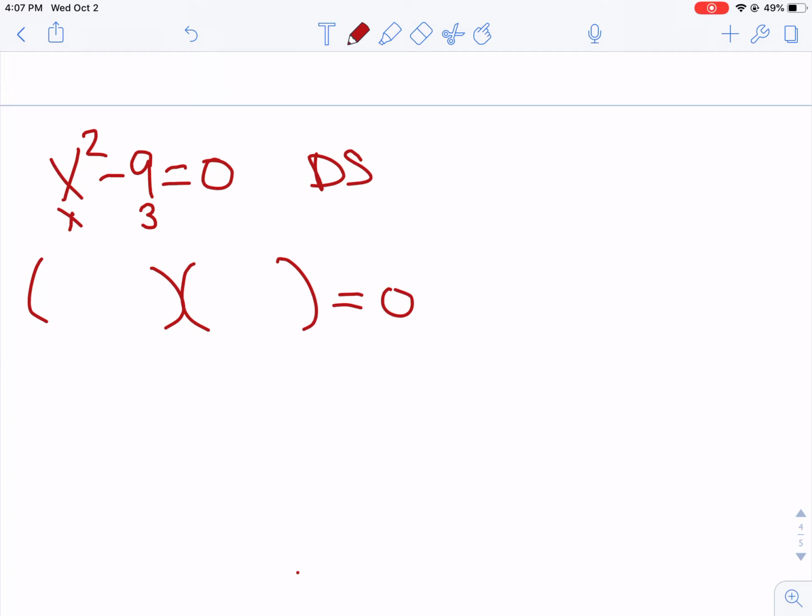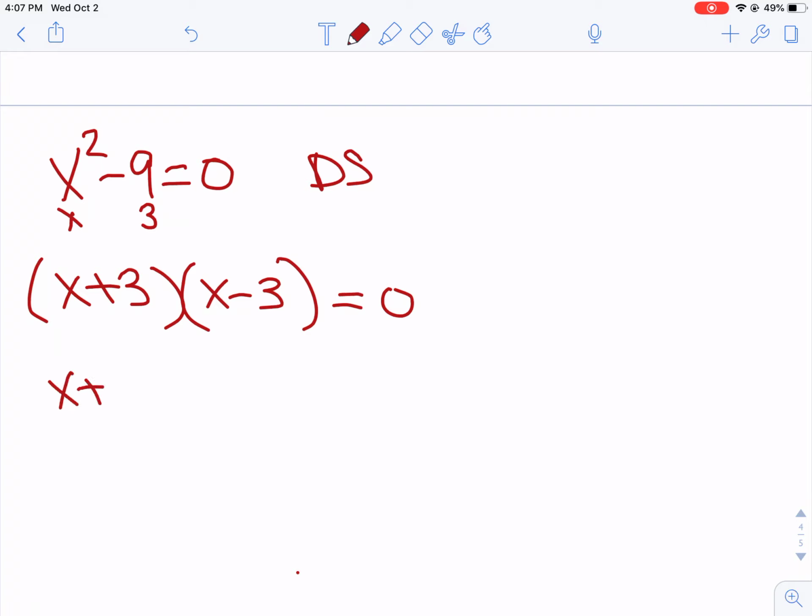Alright, so the last one that we're doing with factoring is x squared minus 9 equals 0. If it has 2 terms, you're going to factor using difference of squares. The square root of the first one is x. The square root of the last one is 3. So this factors into (x + 3)(x - 3). Difference of squares: square root of the first, square root of the last. So you get (x + 3)(x - 3).